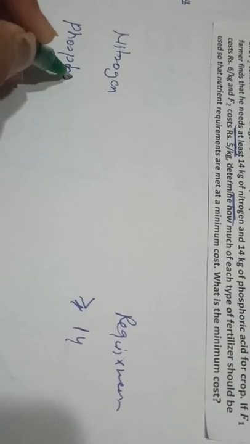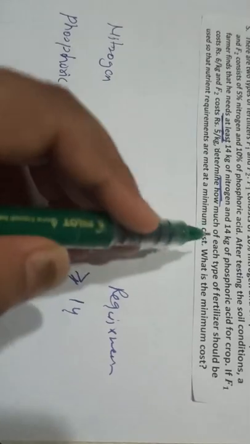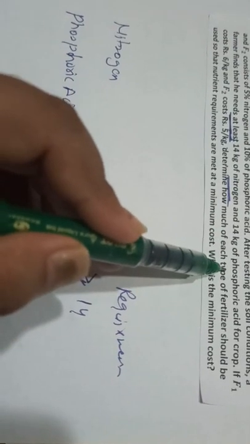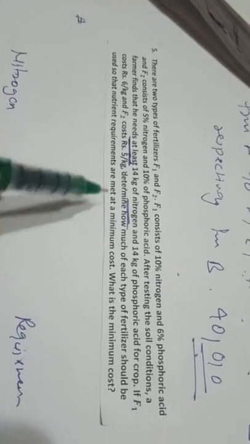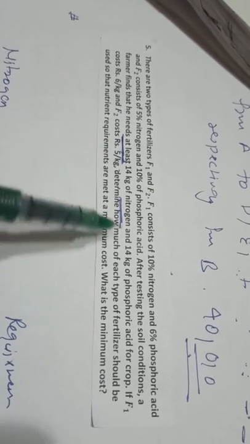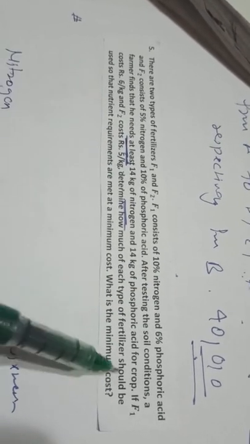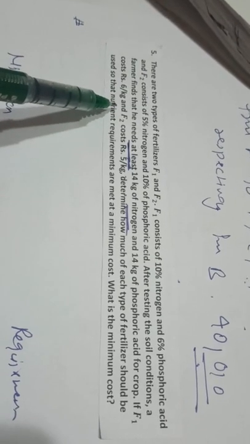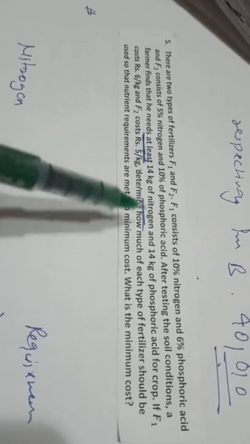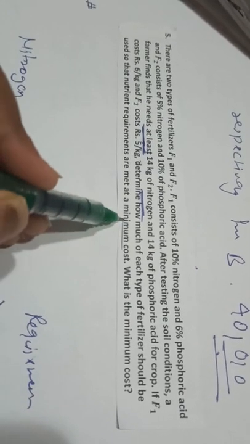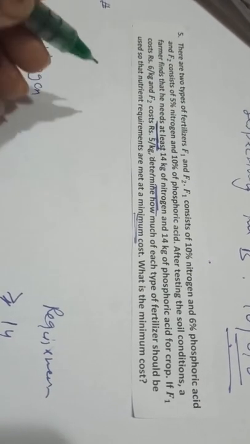Alright, next we have phosphoric acid, that he needs again 14 kg. So this should be greater than equal to 14. Alright, so the question is, there is a given cost corresponding to each kind of fertilizer. F1 costs rupees 6 per kg and F2 costs rupees 5 per kg. Determine how much of each type of fertilizer should be used to minimize the cost. We have to minimize the cost.